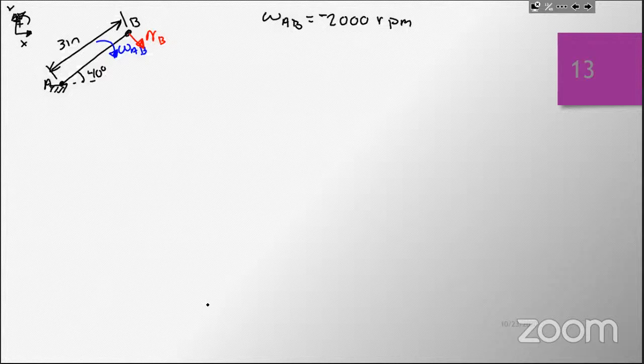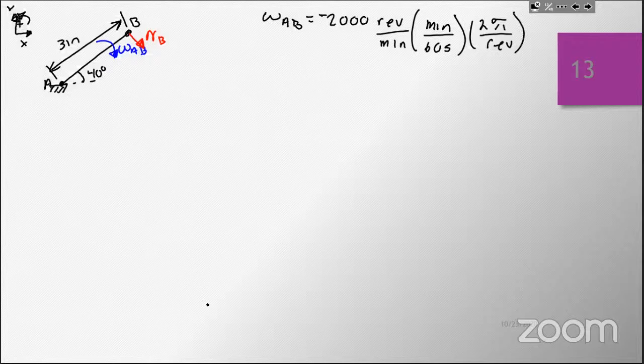All right, so we've got this. I can convert this into radians per second. How would I do that? Well, let's rewrite RPM as revs per minute times 1 minute per 60 seconds times 2 pi radians per revolution. Revolutions cancel, and I'm left with radians per second. So this gives me negative 209.74 radians per second.